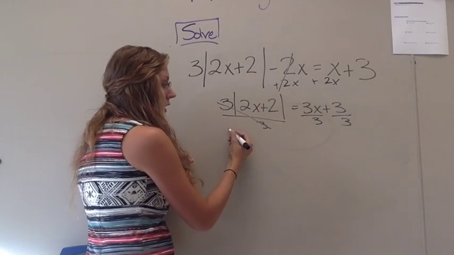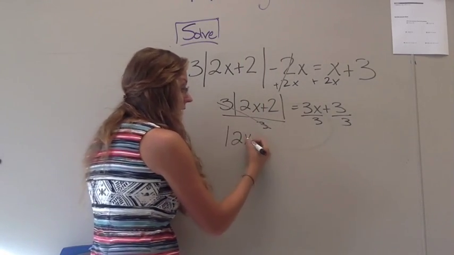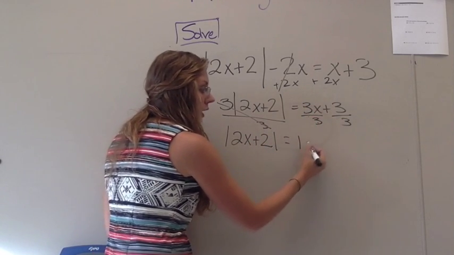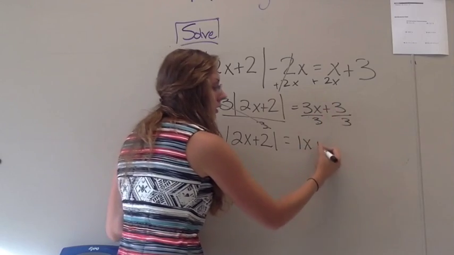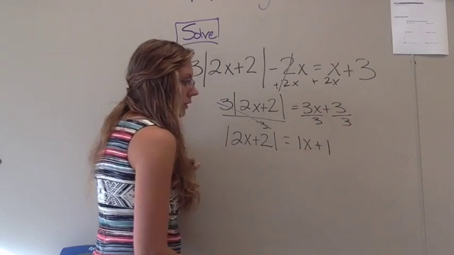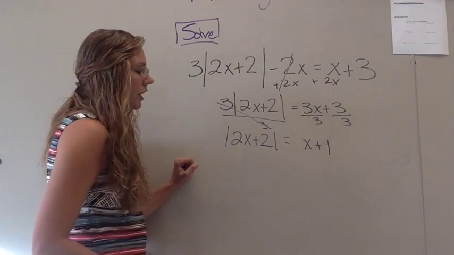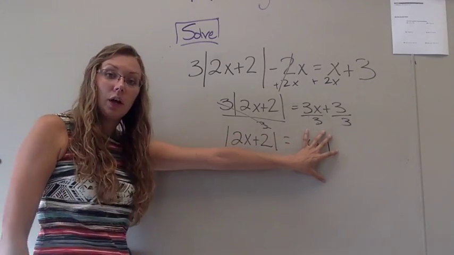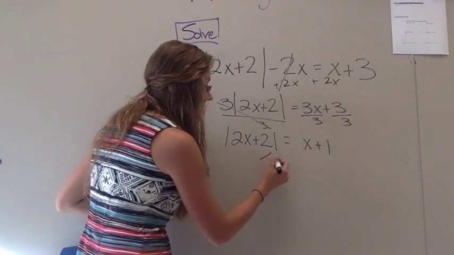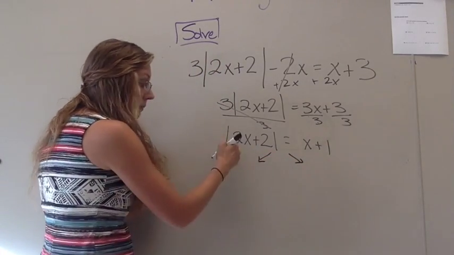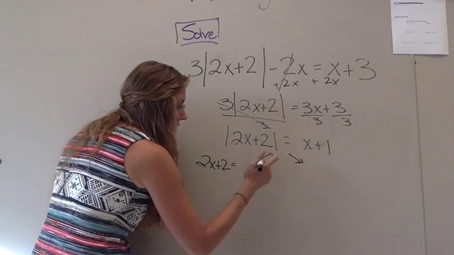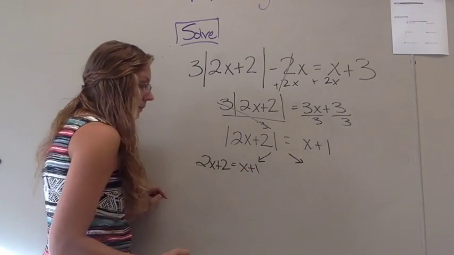Those cancel. Now I have absolute value of 2x plus 2 equals 3 divided by 3 is 1x plus 3 divided by 3 is 1. Okay, I'm just going to erase that one. Now I look, absolute value is alone, and now I split into 2 pieces. One piece has my answer, 2x plus 2, and then this piece over here is positive, x plus 1.